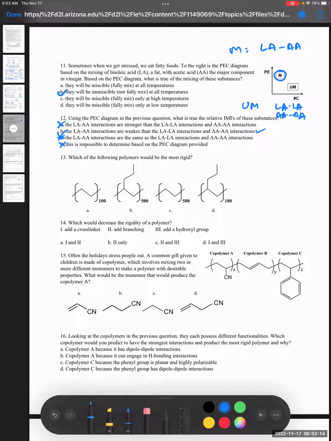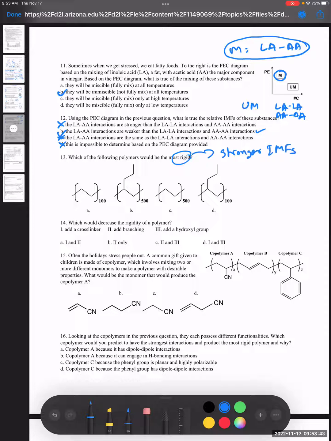Okay, LA, AA interactions, or the interactions in the mixed state, are weaker because it has a higher potential energy compared to the interaction in the unmixed state. All right, which of the following polymers would be most rigid? Most rigid means stronger IMFs.